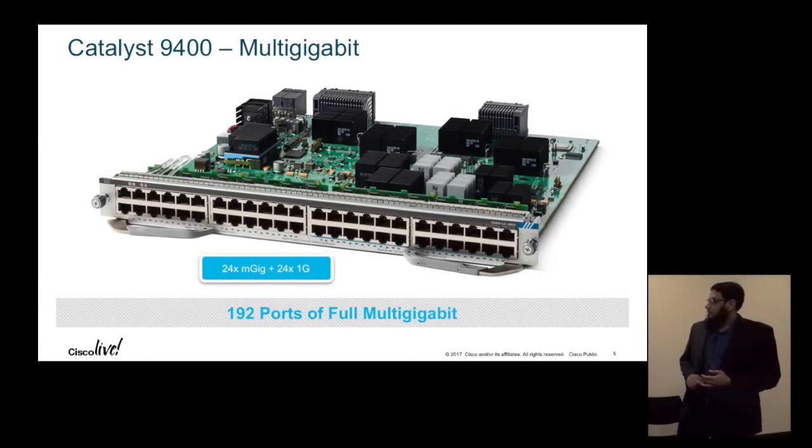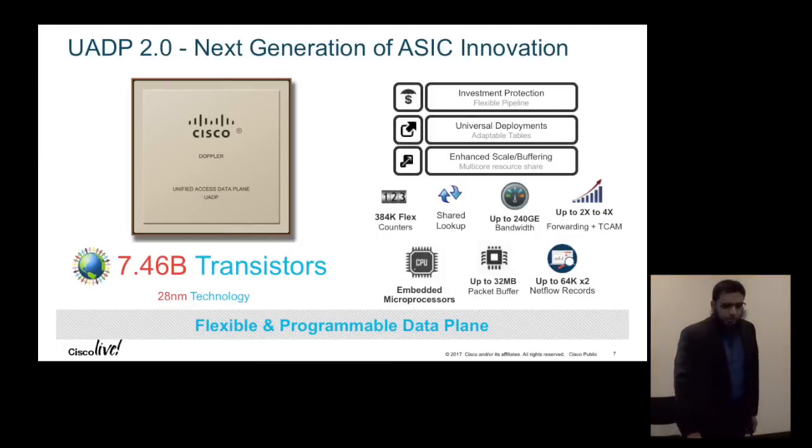And then the last one here is the multi-gigabit line card that we introduced on the Catalyst 9400. This has 24 ports of 1 gig, and the last 24 ports are full multi-gigabit. So that gives you up to 192 multi-gigabit ports in a chassis, which basically future-proofs you for 11ac kinds of networks. Okay. So these are the few introductions that we have had since we launched the Catalyst 9K in June. Now let me go into some of the foundational elements of the Catalyst 9K. As I mentioned earlier, the first one is the ASIC.